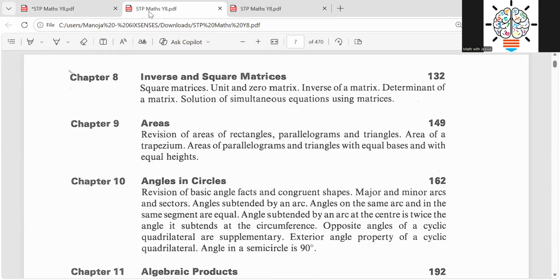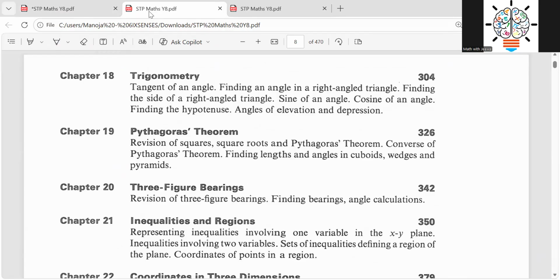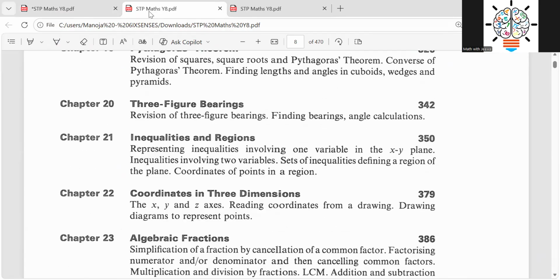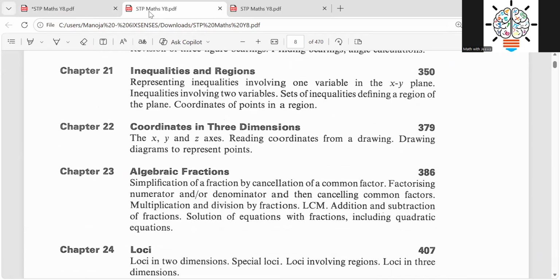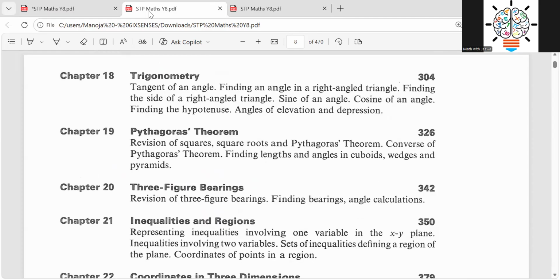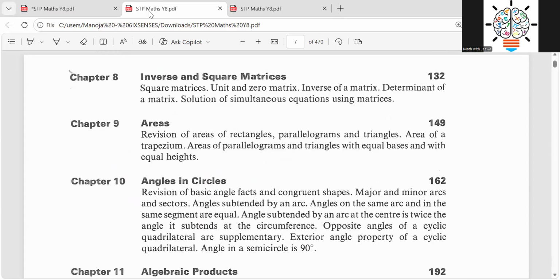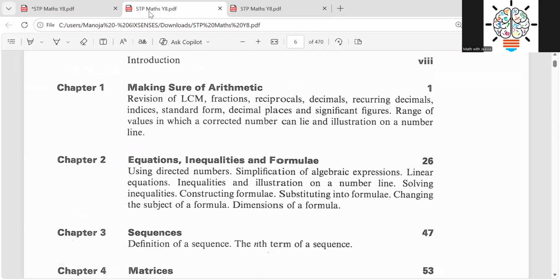I told you my plan is to discuss chapters 11, 12, 13, and 23. These are the chapters that most of the students are struggling with. Before the semester exam I'm also planning to discuss the vector lesson and sets, the inequalities and regions, 3 figure bearing questions, a few trigonometry and Pythagoras theorem questions. I'm not discussing chapter 1 and LCM, HCF. No, I'm not going to spend time on this.